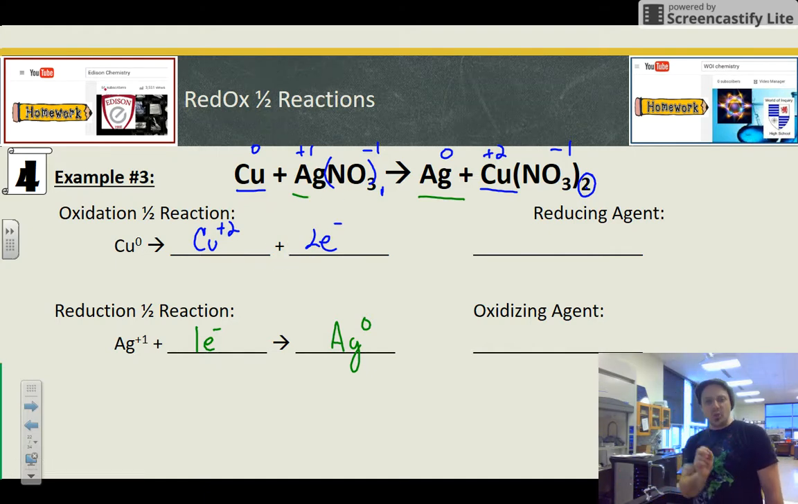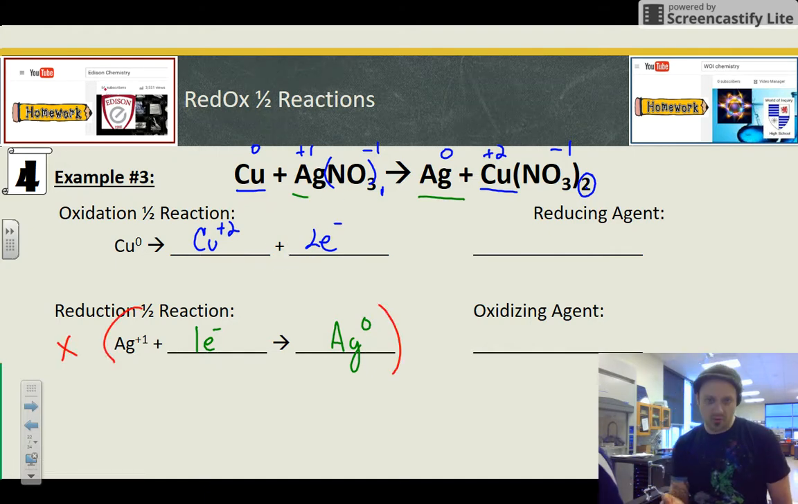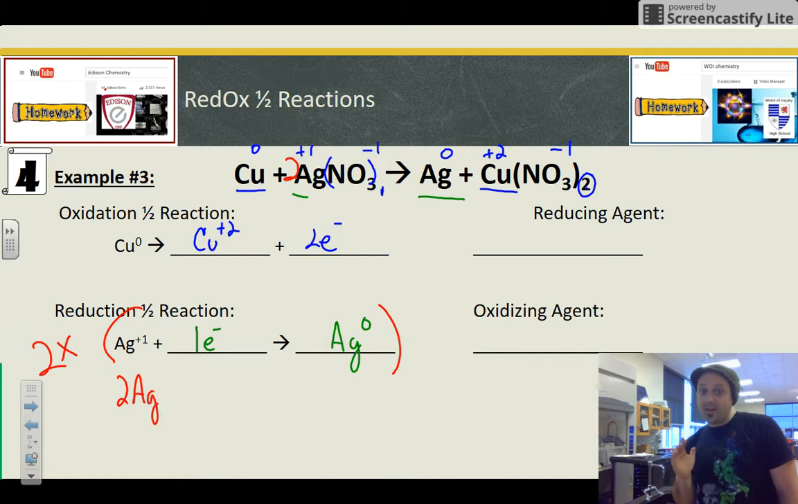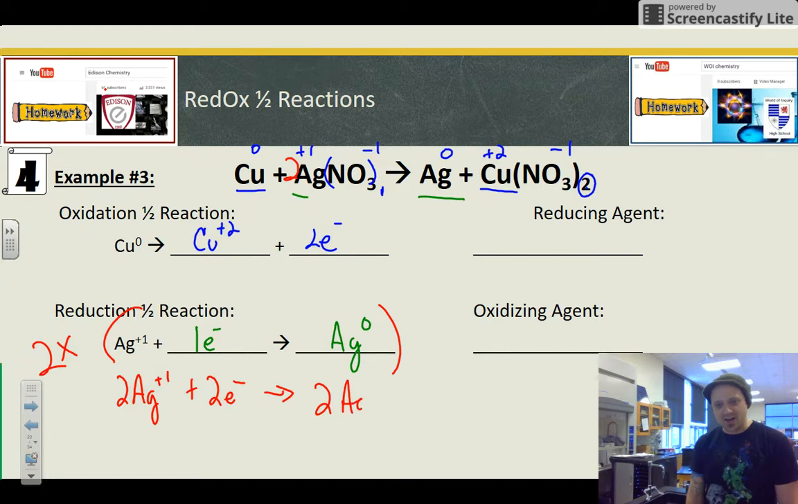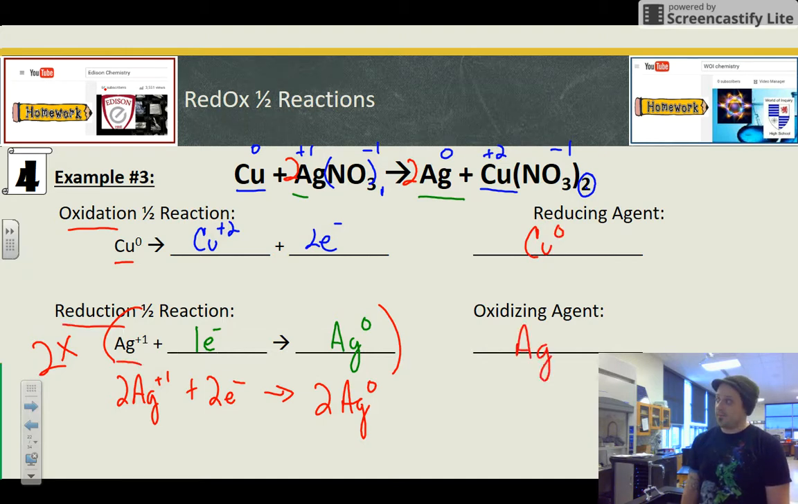We have to balance these equations too. So the easy way to do it is this: you double the amount of silver. So technically we'd have to squeeze a 2 moles in front of the AgNO3 as well. We'd have to squeeze a 2 in there to make sure that it balances properly. He's just rewriting it over to show that he's doubled the reaction. And we just have to identify our agents, and there you go. If this is the oxidation and it's being oxidized, it must be the reducing agent. And if this is the reduction, it must be the oxidizing agent.